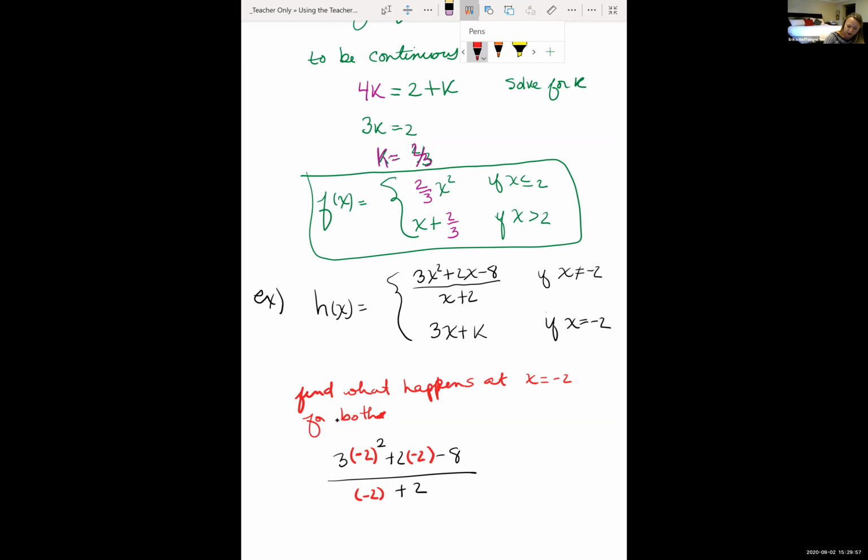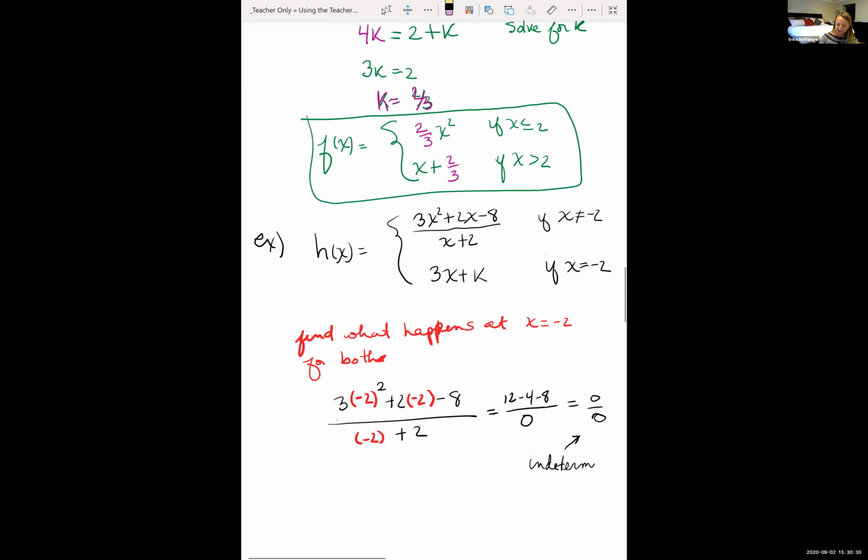Let's simplify the numerator also. So we have 3 times -2 squared, exponents first. So this is 4 times 3, that's 12. And then 2 times -2 is -4 minus 8. So we actually get 0 over 0, which remember was an indeterminate form. It didn't tell us anything. It also tells me that this could have factored, and I would have had factors that canceled.